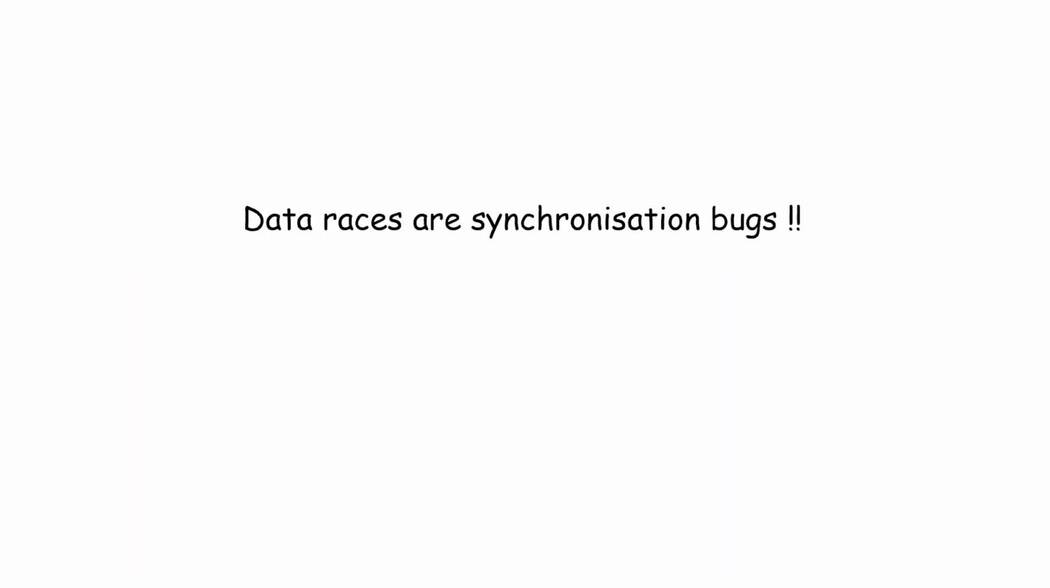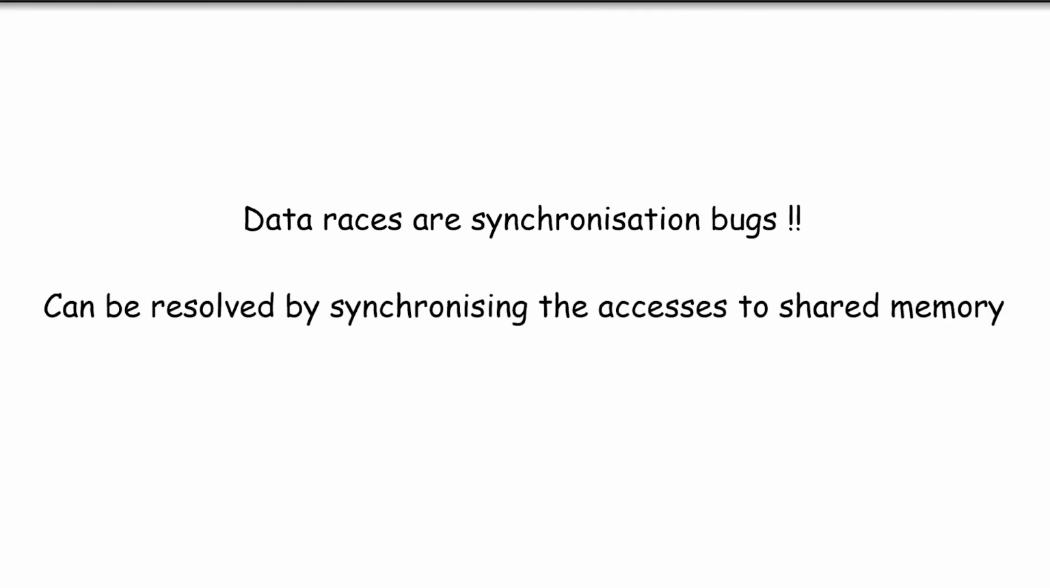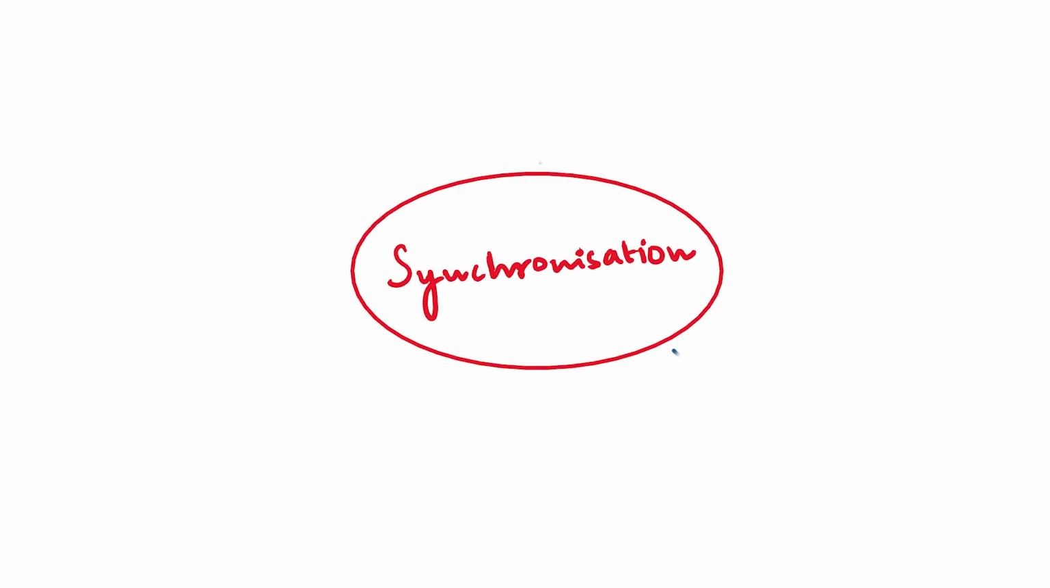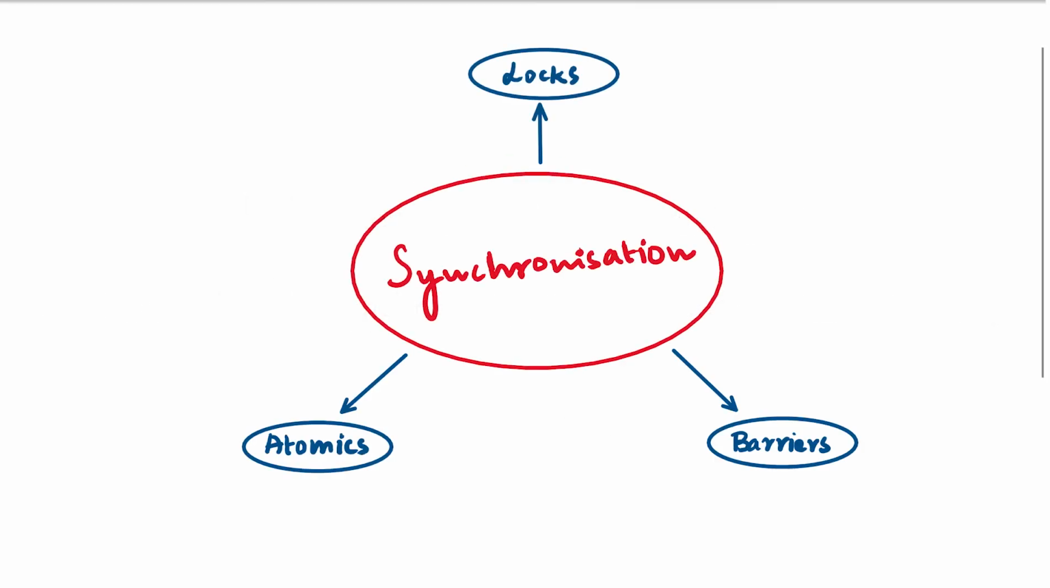How do we deal with data races? Data races are essentially synchronization bugs. Therefore, data races are handled by synchronizing accesses to shared memory. Various methods can be used to do this, including locks, atomics, and barriers.